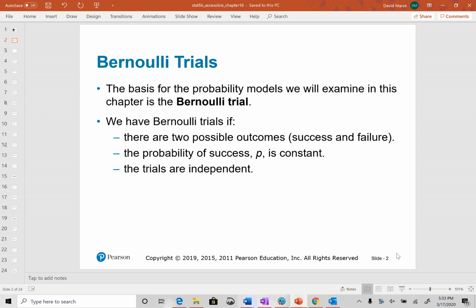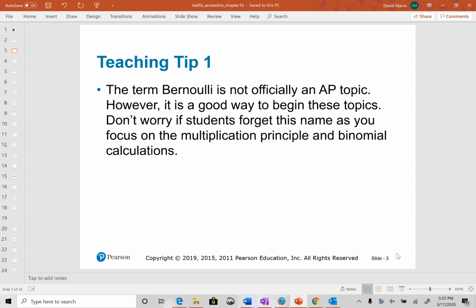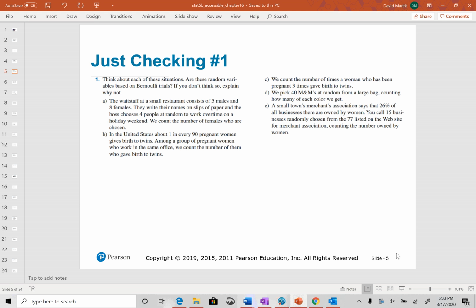There would have to be just 2 possible outcomes. And in this case, there's a lot more than 2 colors. Part E, Small Towns Merchants Association says that 26% of all businesses are owned by women. You call 15 businesses randomly chosen from the 77 listed on the website for the Merchants Association, counting the number owned by women.